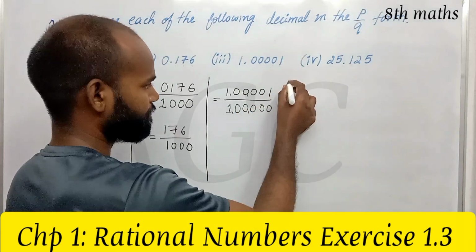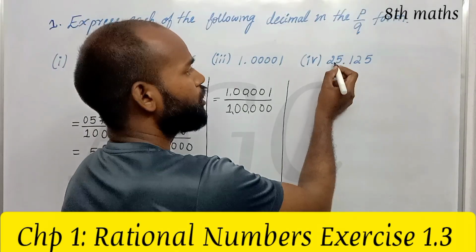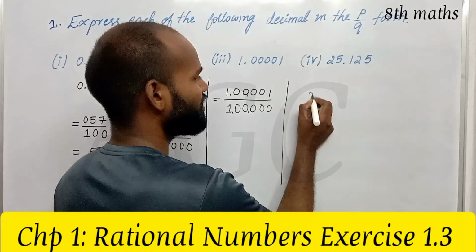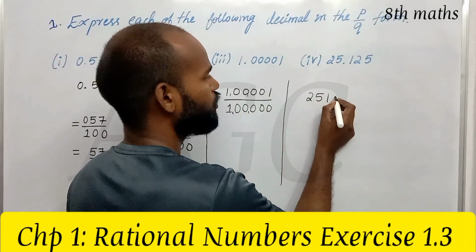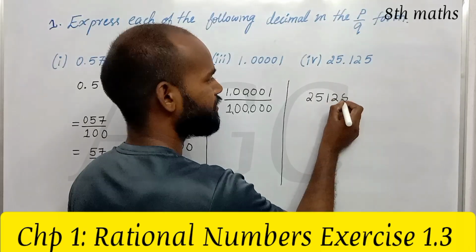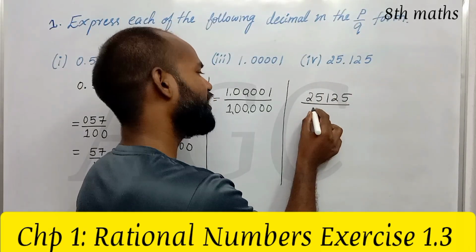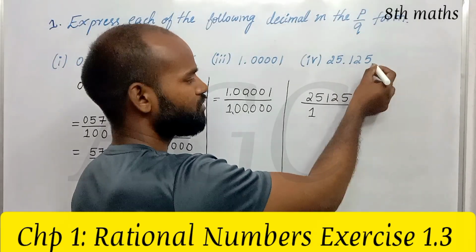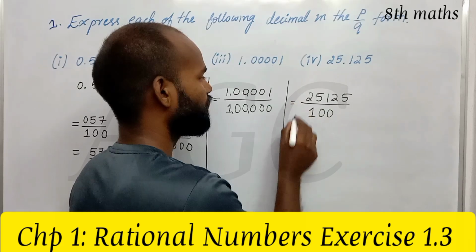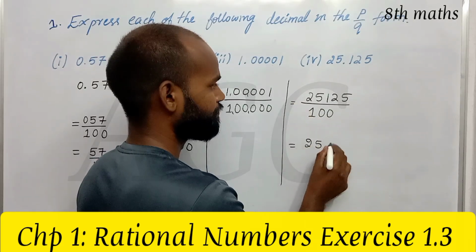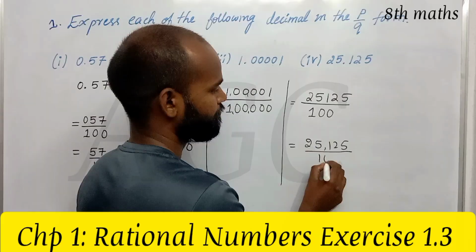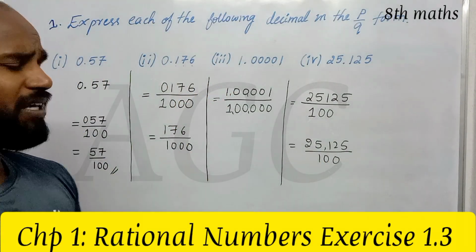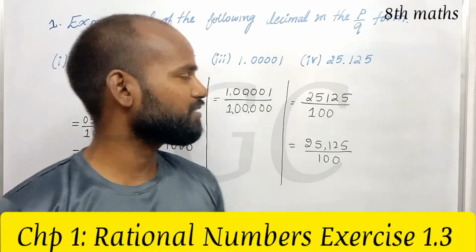So the next question, 25.125. Same as before, without the decimal point, I am writing 25125 by, for the decimal point I am writing 1. After the decimal point, how many digits are there? 1, 2, 3. Place 3 zeros here. This is your final answer. That's all. In this way, whatever question comes, you can give the answer very easily.